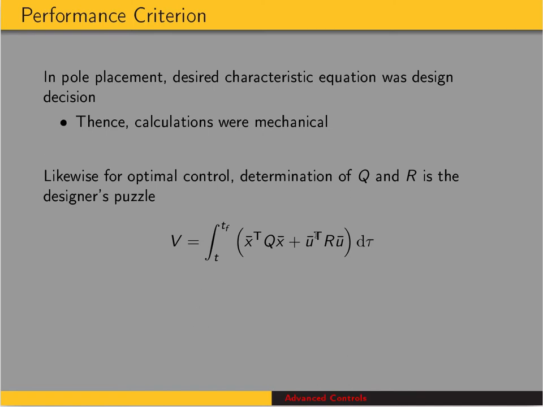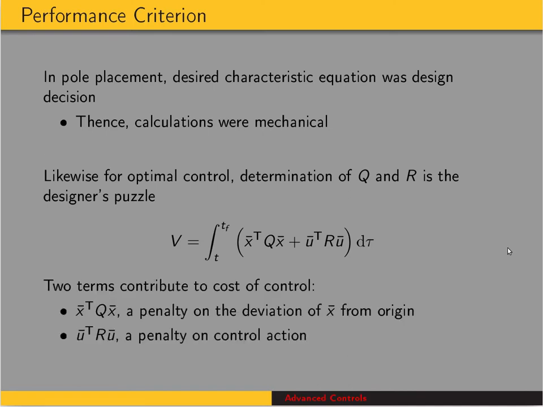And again, here are Q and R. So figuring out what we want these values to be is where the decision-making process comes into play. After that, it's a mechanical procedure to come up with the gain matrix K.